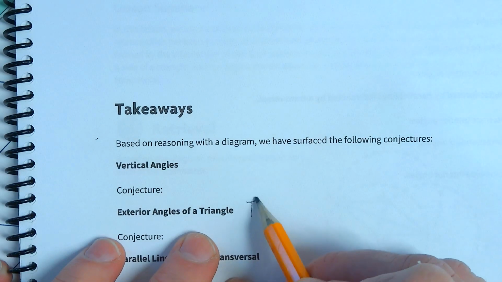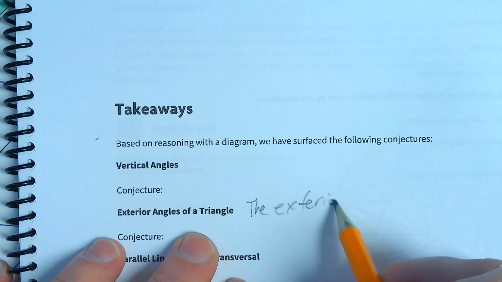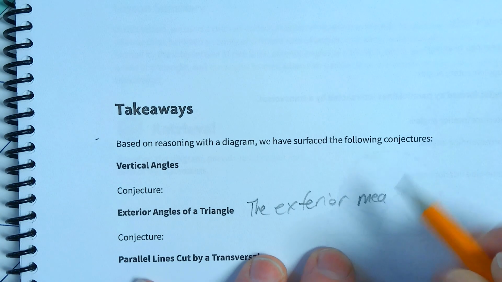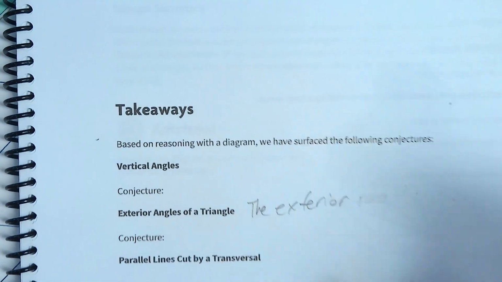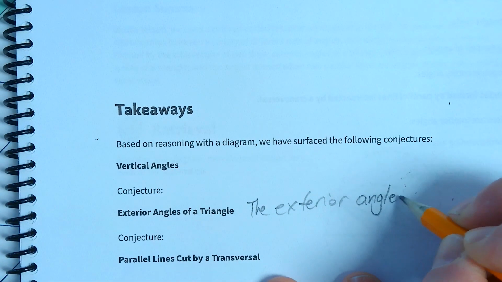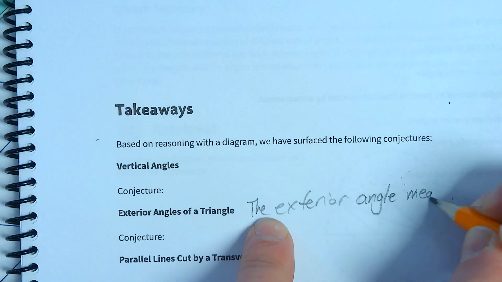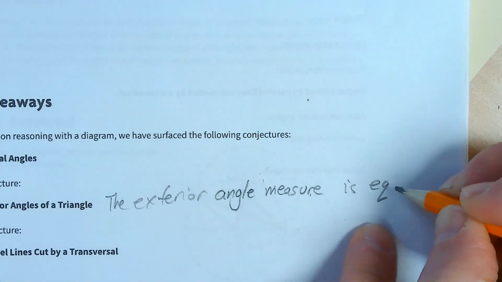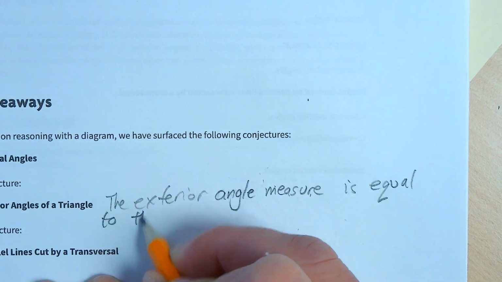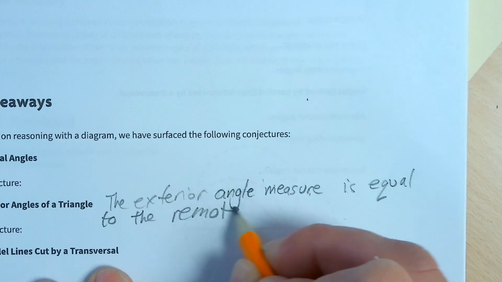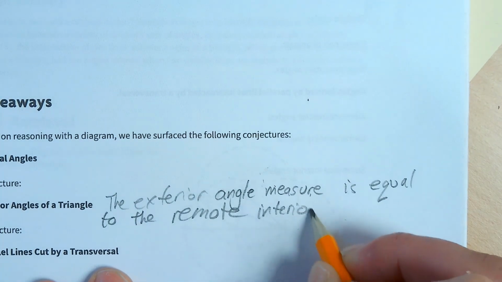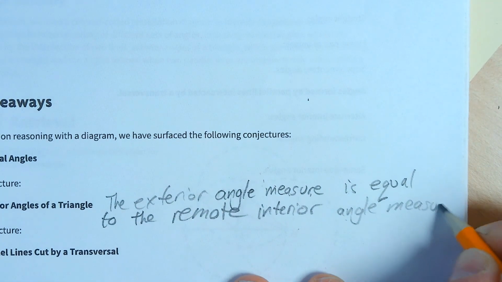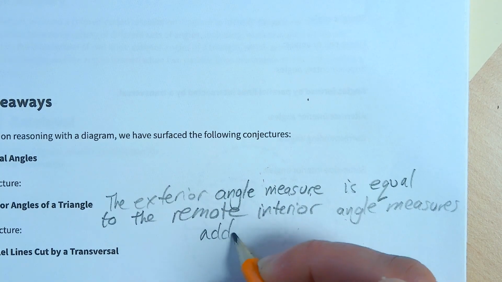I'll do this one. The exterior angle measure. How about that? Oh, I forgot the word angle. The exterior angle measure. Really, the word measure could go in front, but I forgot to write it, so I'm just doing it this way. The exterior angle measure is equal to the remote interior angle measures added together.